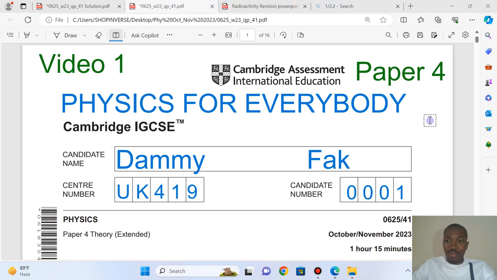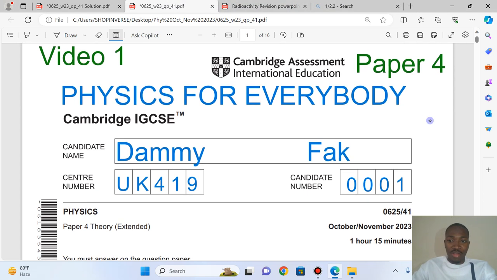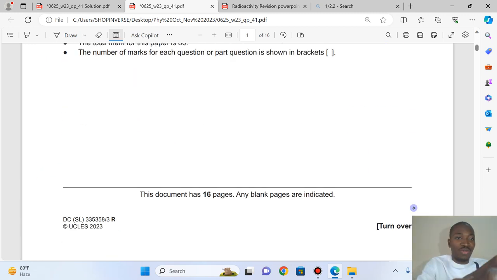Today, we'll be solving the October-November 2023 Cambridge IGCSE Physics 0625, Paper 4, Variant 1. Without delay, let's go straight to the first question. Question number 1.